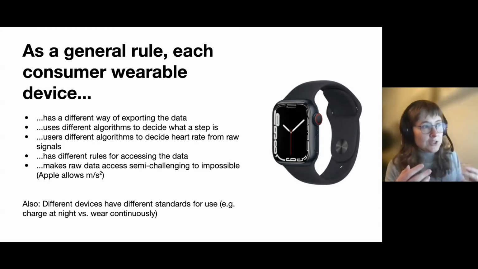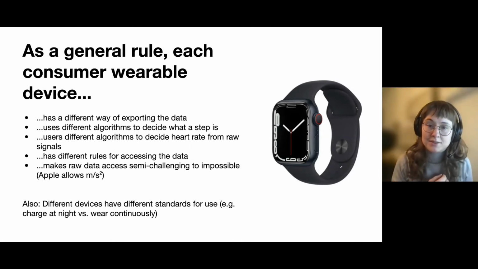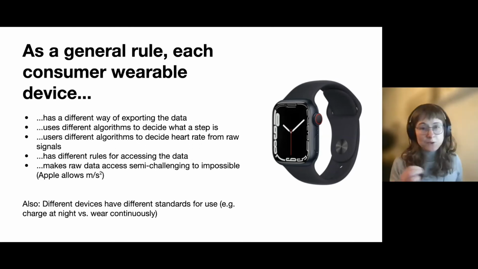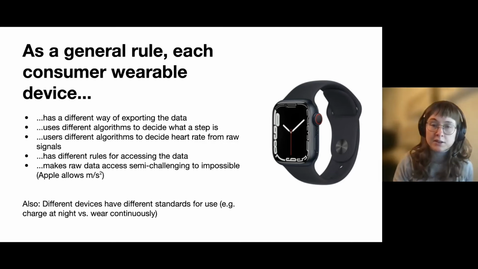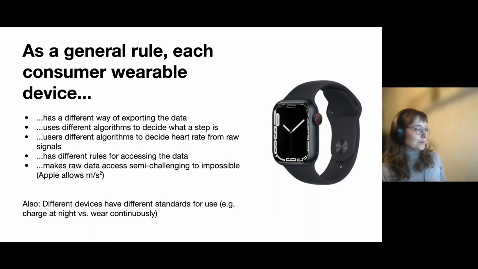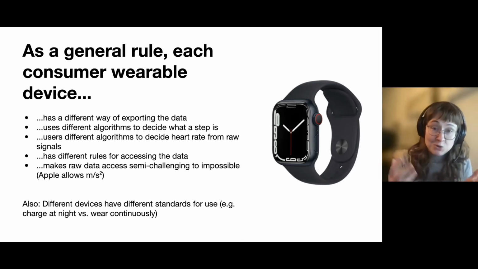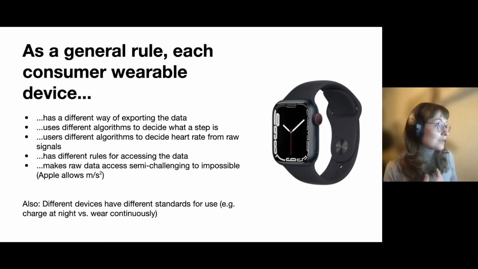So each of them has a different way of exporting the data. Each of them decides what a step is in a different manner. They have different rules for accessing the data. Like, do you ping their API directly? Can you pull from a clearinghouse app like Apple Health? And they also have different standards for use. So Apple Watch people usually charge at night, whereas Fitbit, Garmin are more set up for continuous wear.